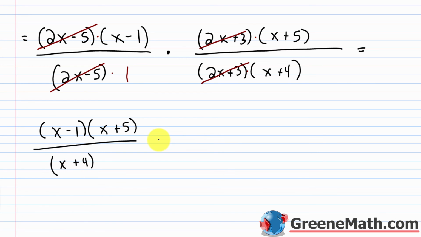Now, you can leave it in this format if you want, or your teacher might want you to use FOIL and present this as a trinomial in the top. That's fine. Either way, it's the same thing. So x times x is x squared.